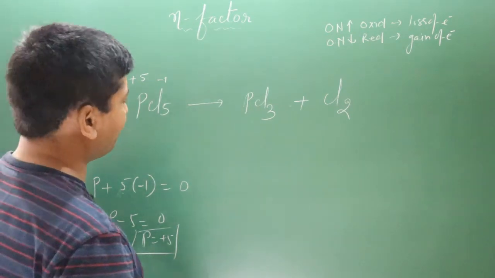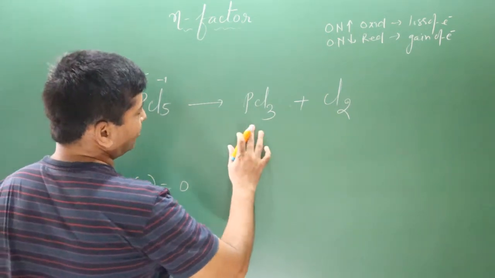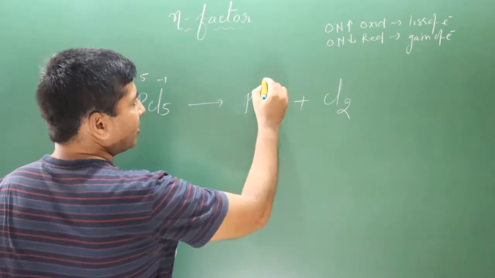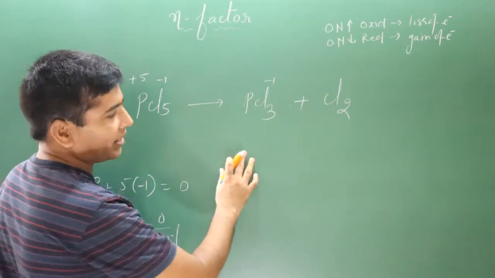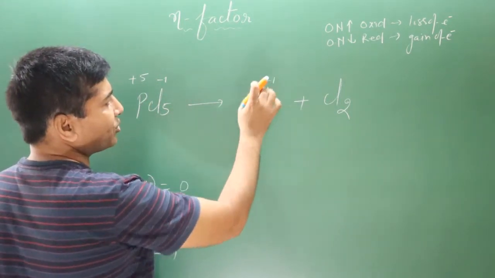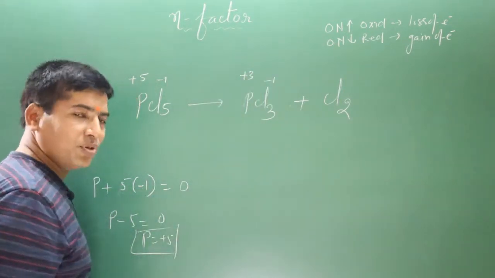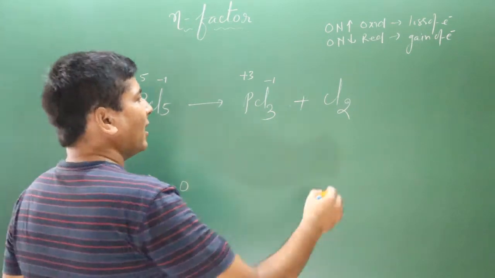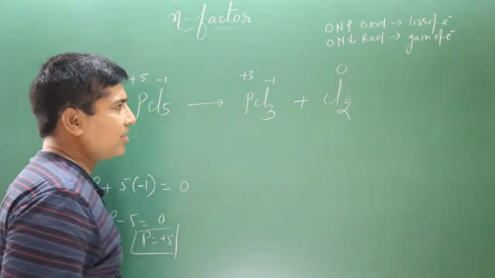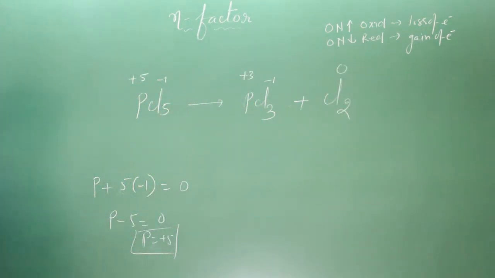Now pay attention to the second substance. You can see PCl3, Cl is -1. 3 multiplied by -1, the total negative charge is -3. Then the total positive charge will be +3. Phosphorus will have +3 charge. On the other side we have a neutral molecule, Cl2, which has 0 oxidation number. Now we compare the oxidation numbers.